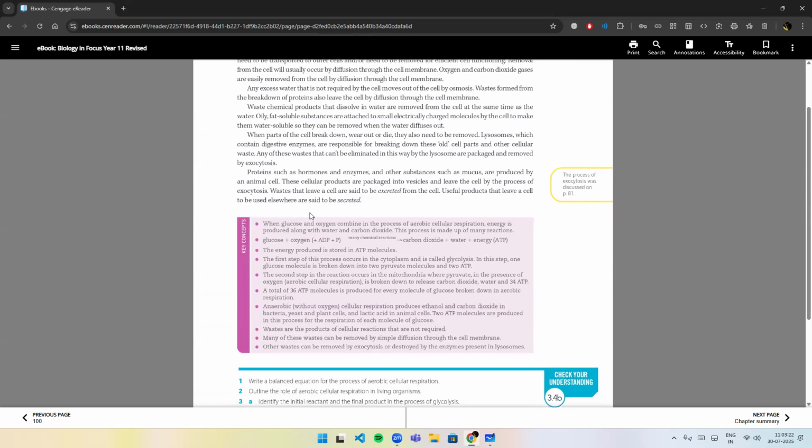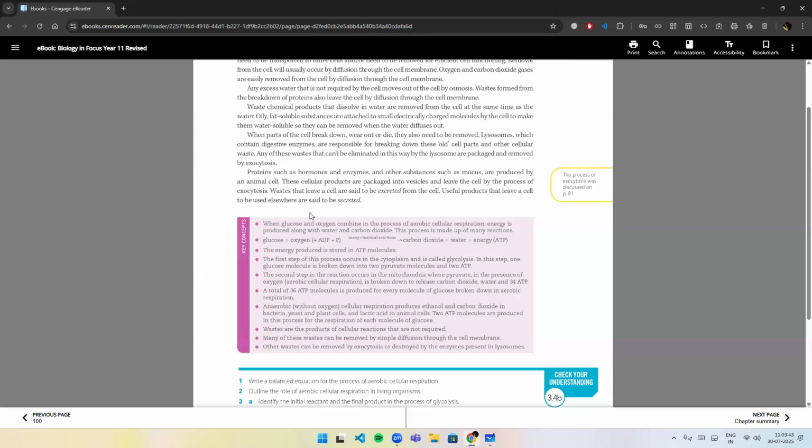When parts of the cell break down, wear out, or die, they also need to be removed. Lysosomes, which contain digestive enzymes, are responsible for breaking down these old cell parts and other cellular waste. Any of these wastes that can't be eliminated in this way by the lysosome are packaged and removed by exocytosis.